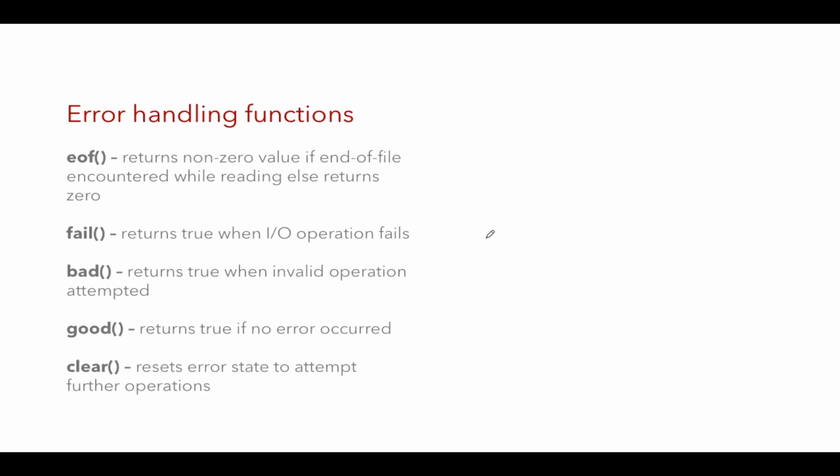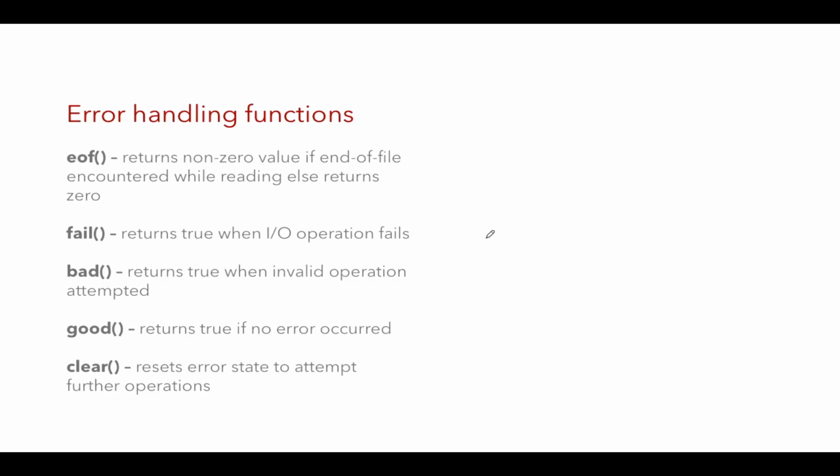You can also use bad. It returns true when an invalid operation is attempted on the file. So this could be cases wherein you are working in a restricted mode and the file is being used by some other process, and you're just trying to perform some operation on a certain file. Obviously these are functions that can be used by advanced programmers or users, but it is good to know how these functions can be useful.